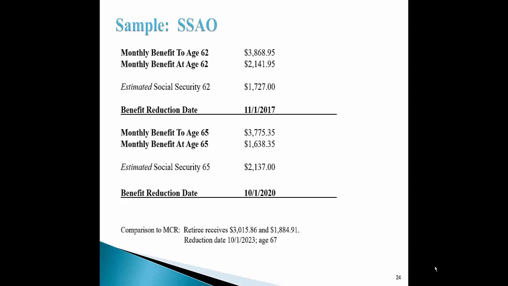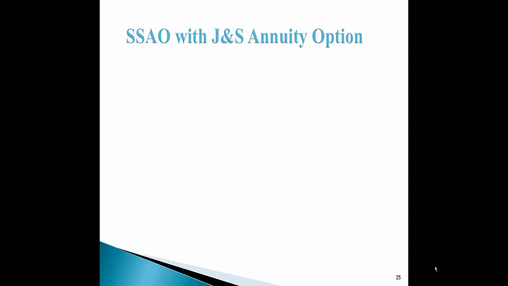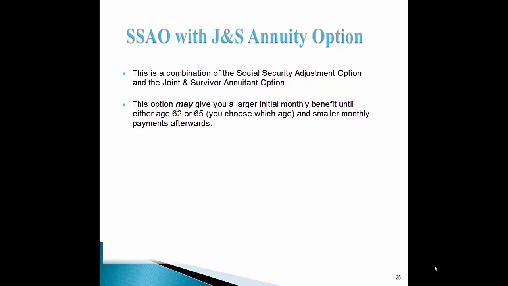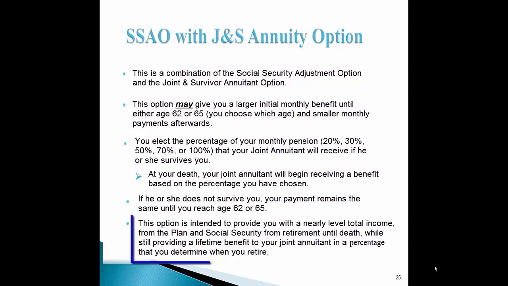Also shown on the slide are the figures for the SSAO at 65 option. Social Security Adjustment Option with Joint and Survivor Annuity Option. This is a combination of the Social Security Adjustment Options and the Joint and Survivor Annuity Options. This option will typically give you a larger monthly benefit than under the Joint and Survivor Annuity Option until age 62 or age 65, as you elect, and smaller payments thereafter.